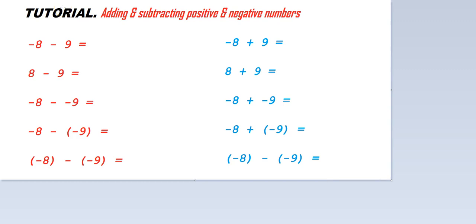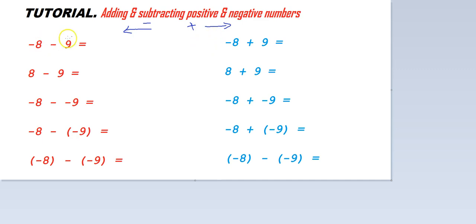We have to add and subtract positive and negative numbers. Now this is a little bit different to multiplying and dividing. It's got a different set of rules. So you've got to really think of number lines when you think of this. So we start on -8, and you've always got to think that when we subtract, we're always going this way on the number line, and when we add, we're always going this way on the number line.